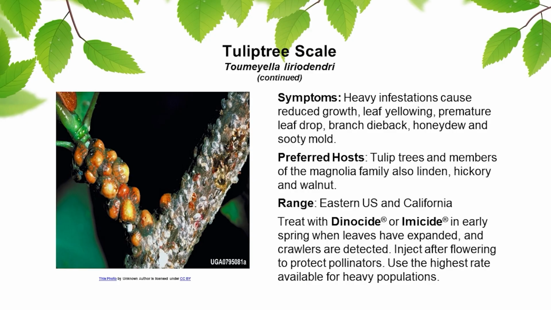Tulip tree scale can be managed with the treatment of Dynacide or Imicide in early spring when leaves have expanded and crawlers are detected. Inject after flowering to protect pollinators. Use the highest rate available for heavy populations.